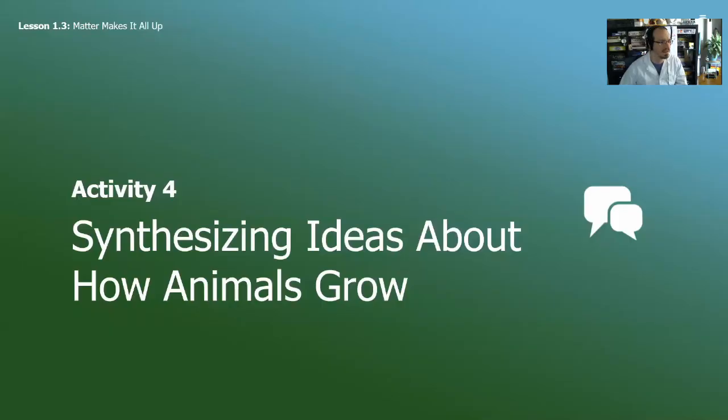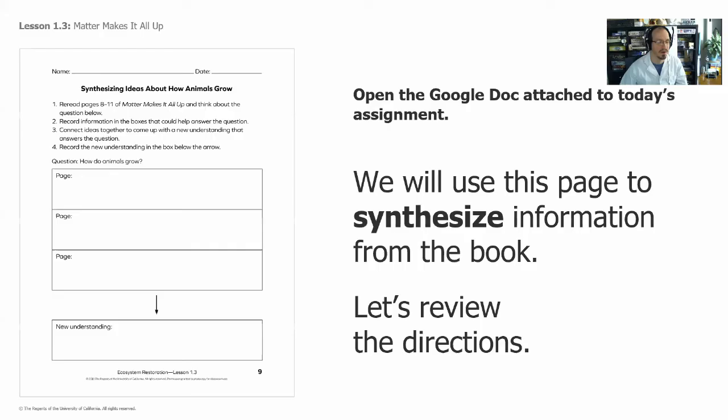Our last activity for today is synthesizing ideas about how animals grow. What you're going to do now is open the Google Doc that's attached to today's assignment, and we're going to use this page to synthesize information from the book we read. First, we're going to review the directions here. Up at the top, it says, first, reread pages 8, 9, 10, and 11 of Matter Makes It All Up and think about the question below.